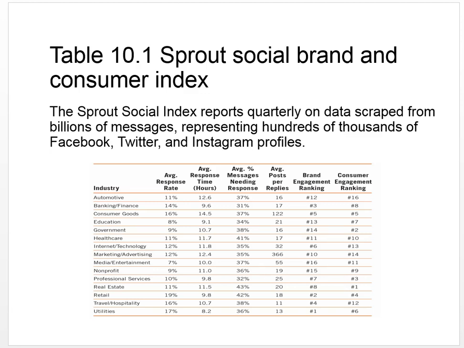All right, so the Sprout Social Index reports quarterly on data scraped from billions of messages representing hundreds of thousands of Facebook and Twitter posts. So look at this. Let's see if we can find a star amongst the group. So hospitality and tourism and retail look like they're going okay. And media and entertainment aren't doing so great, which is not surprising, actually. But look at marketing and advertising. Wow, look at our response. Post per replies. Woo.